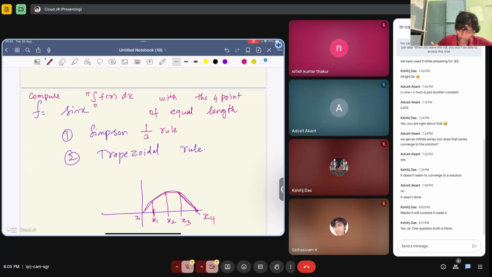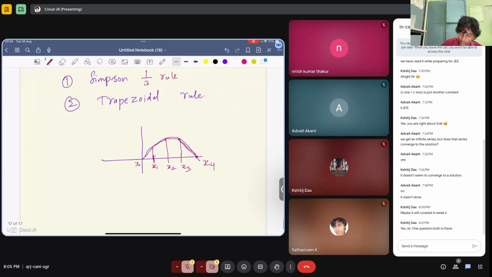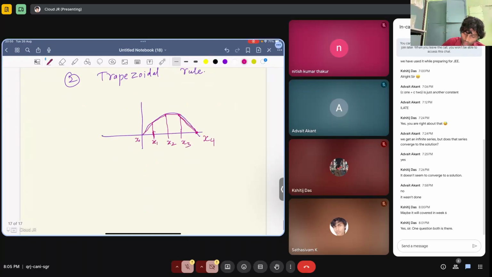This is an indefinite integral. Probably it will be coming in the next class, because it's an indefinite integral, as you said. I also didn't look at week 6 because it's a definite integral, not an indefinite integral. Okay, so let's say this is 0, pi by 4, pi by 2, 3 pi by 4 and pi. So basically you are cutting it into 4 pieces and finding the area of this.